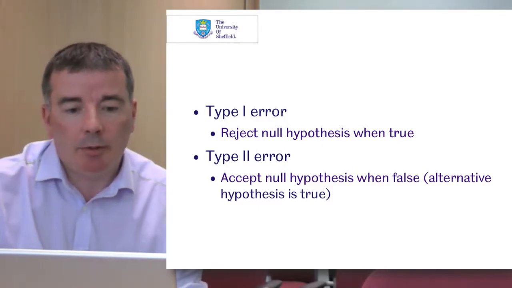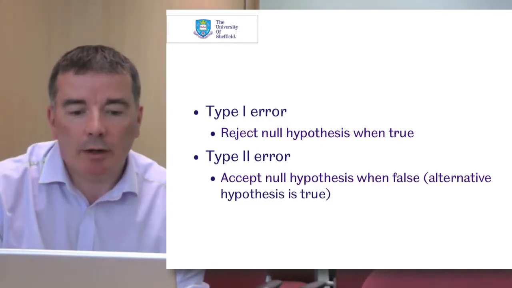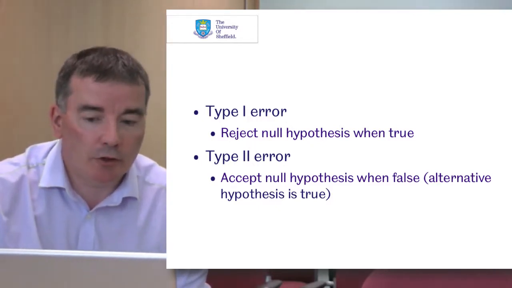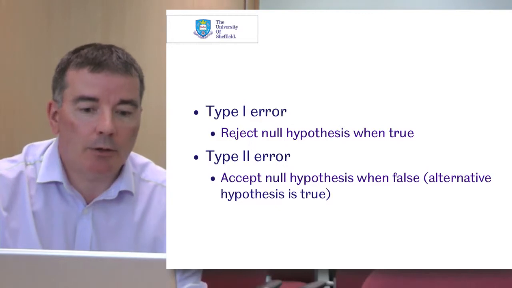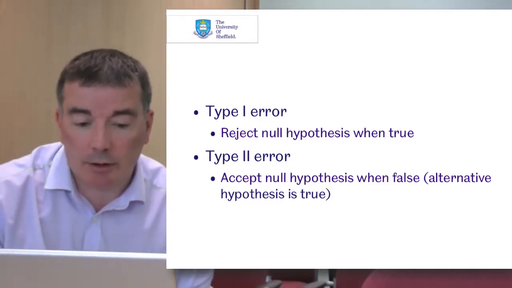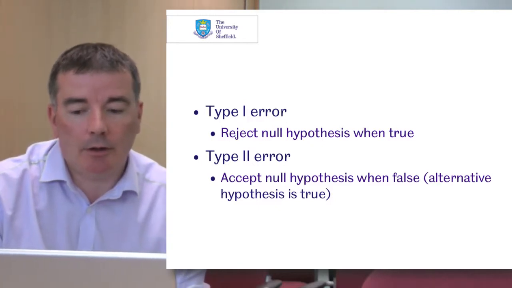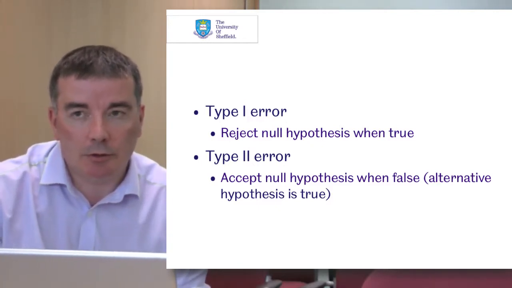There are some terms you should be familiar with. A type 1 error is when you reject the null hypothesis when it's true. And this frequently happens because your sample isn't big enough. A type 2 error is when you accept the null hypothesis when it's false.